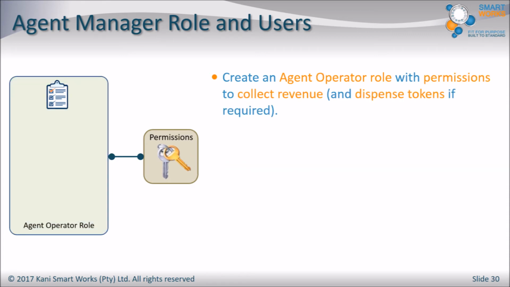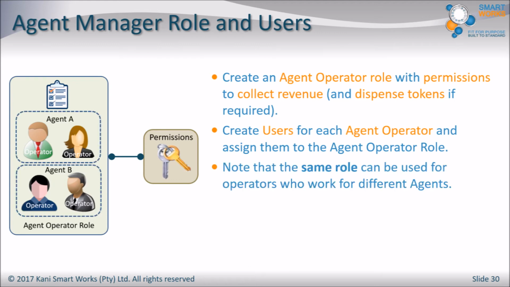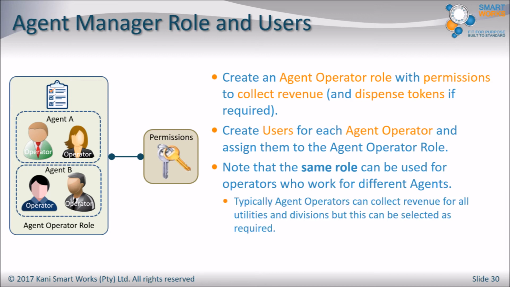Then create an agent operator role with permissions to collect revenue and possibly dispense tokens if required. Create the users for each agent operator and assign them to the agent operator role. Note that the same role can be used for operators who work for different agents, very important. Typically, agent operators can collect revenue for all utilities and divisions, but again, that can be selected as required.